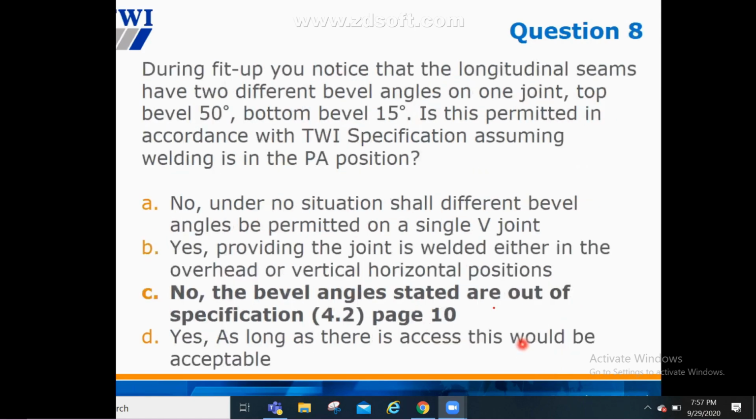All right, question 8. During fit up, you notice the longitudinal seam has different angles on one joint, top 50 degree and bottom bevel 15. So this gives us an idea that the bevel 50 top and 15 bottom is for the PC position. But now the question asks, is it okay to have it in the PA position? That's the question asked. All right, look at 4.2.